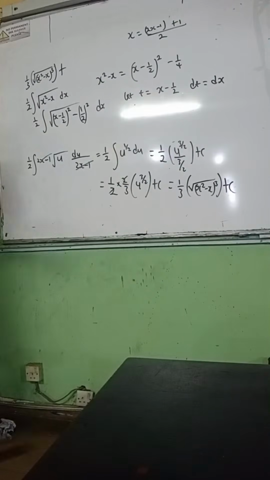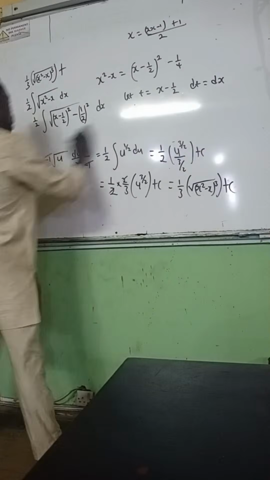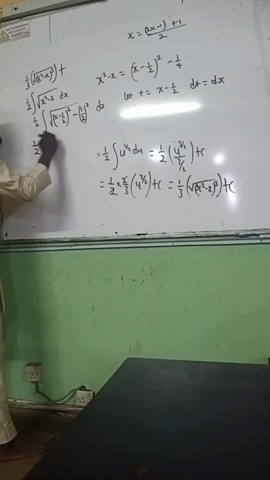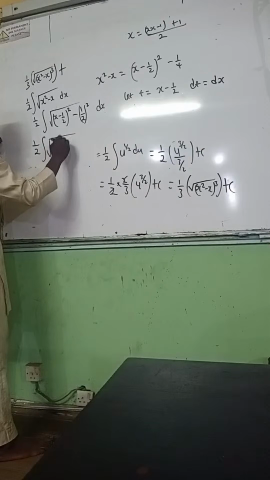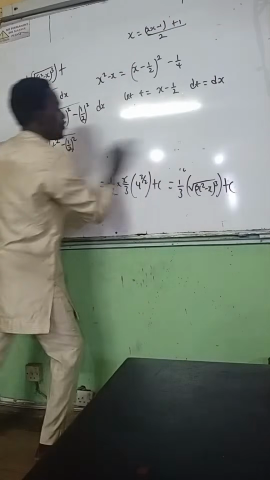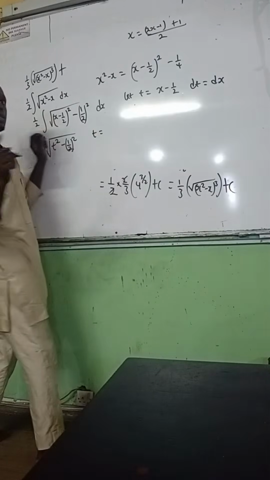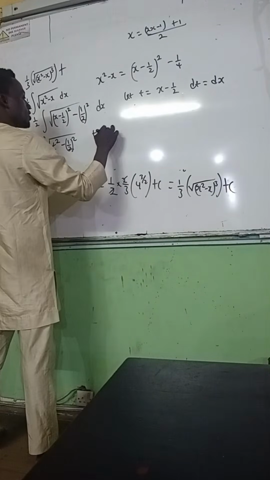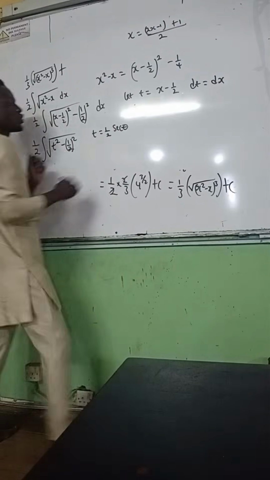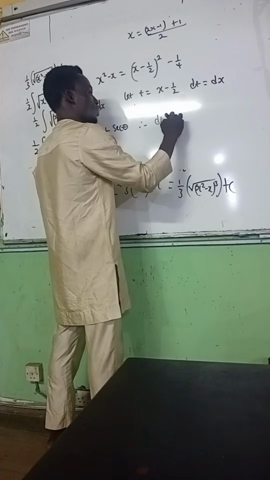So dt equals dx. So here we now have 1 over 2 integral of square root of t square minus (1 over 2) all square. Now for this one, we use what? Let t be sec theta. But our constant is 1 over 2, so t is 1 over 2 sec theta. Therefore our dt will give us 1 over 2.